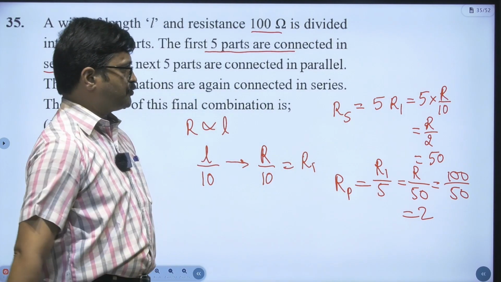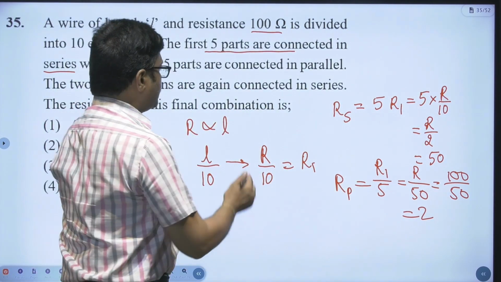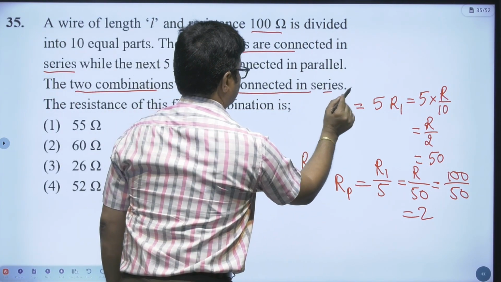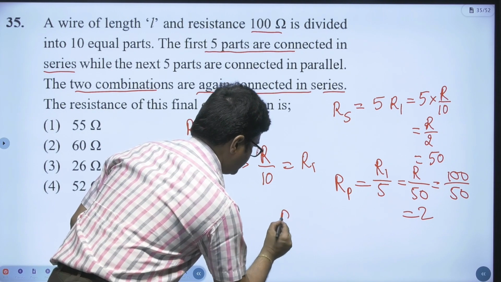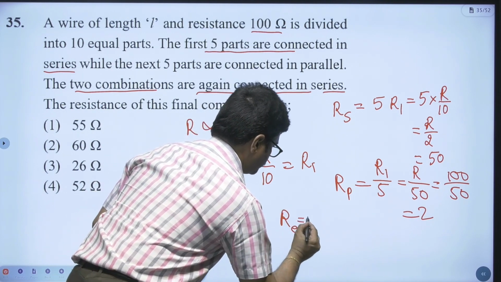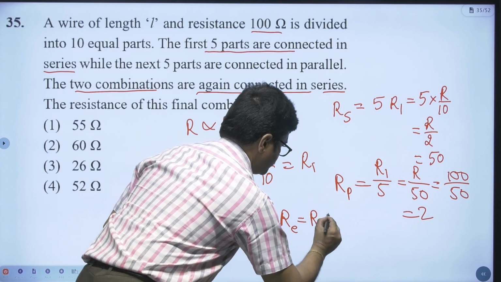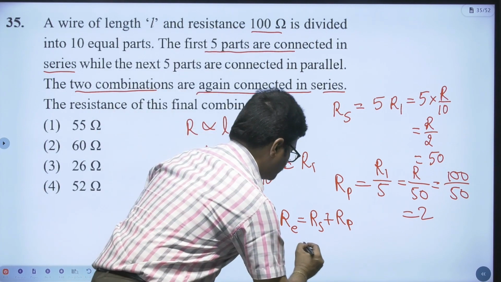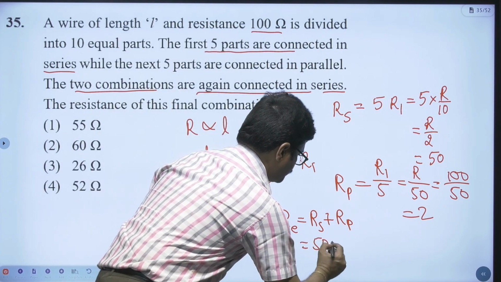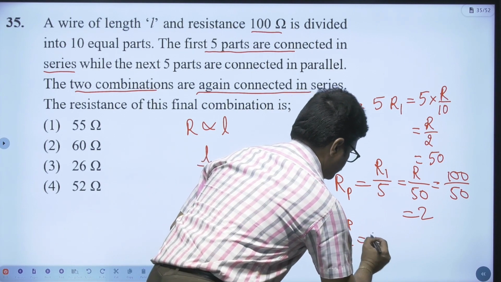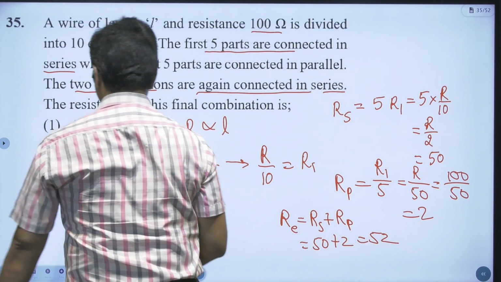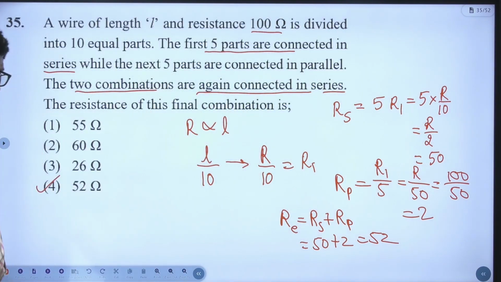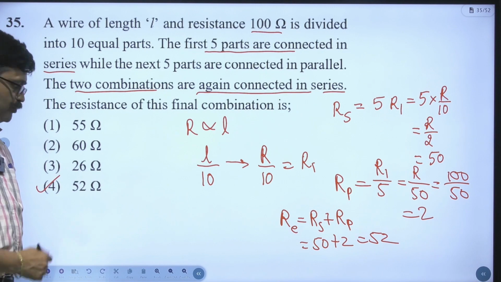Now Rp is 2, Rs is 50, and now they say that the two combinations are again connected in series. So that means R equivalent will be equal to Rs plus Rp. Rs is 50 here, so I'll mention 50 plus 2. So hence our required answer is how much? 52. So option 4 is our right choice, is it not? Okay, so let us progress to the next question now.